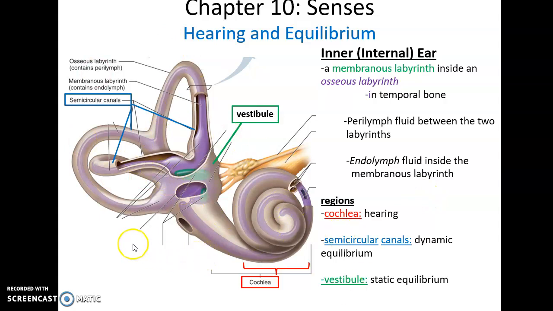We can break the inner ear into three pieces. We have the cochlea. The cochlea is sort of the snail-shell-shaped portion. That is where hearing is detected. Then we have the vestibule, sort of this blockish area in the middle. The vestibule is where static equilibrium is detected. And then these three tunnels here are referred to as the semicircular canals. Again, there are three of them, and they help us detect dynamic equilibrium. Semicircular canals detect dynamic equilibrium.